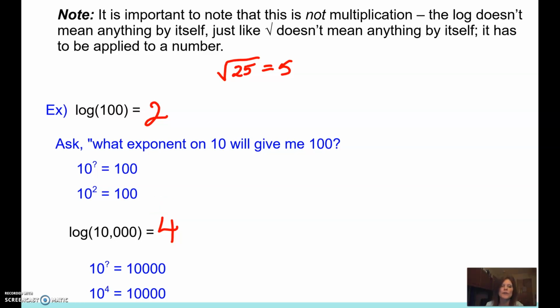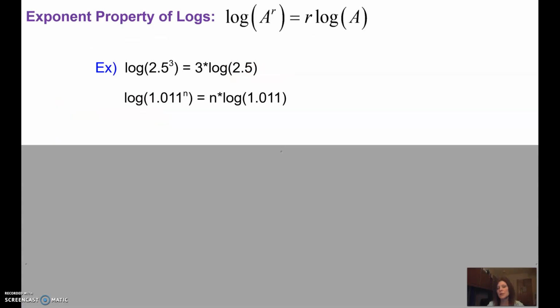All right. One other thing I want to go through here is a property of logs. If I take the log of something that's raised to a power, I can bring that exponent out and multiply it times my log. So here are a couple examples. I have the log of 2.5 raised to the third power. I can rewrite that and put 3 times log of 2.5. If I have log of 1.011 raised to the n, that exponent n gets out front, and n times log of 1.011 is how I could write that instead.